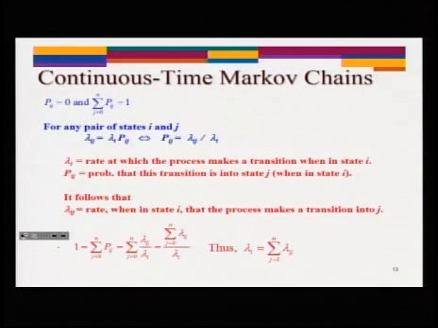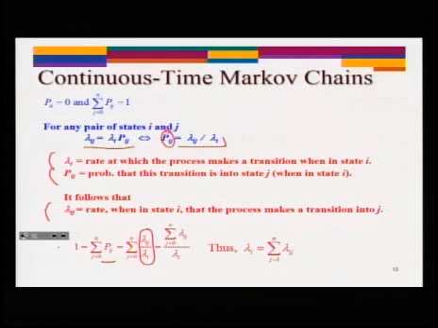I made an extra slide here, so probably in your handout you don't have this, but I think it's useful, so I provide this. So in this case, if we define lambda sub i as the rate at which the process makes a transition starting from state i, and p sub ij is the transition probability, it follows that lambda sub ij is the transition rate when in state i that the process makes a transition into another state j. Then from this, p sub ij becomes lambda sub ij over lambda i. So down here, p sub ij can be replaced by this, okay?